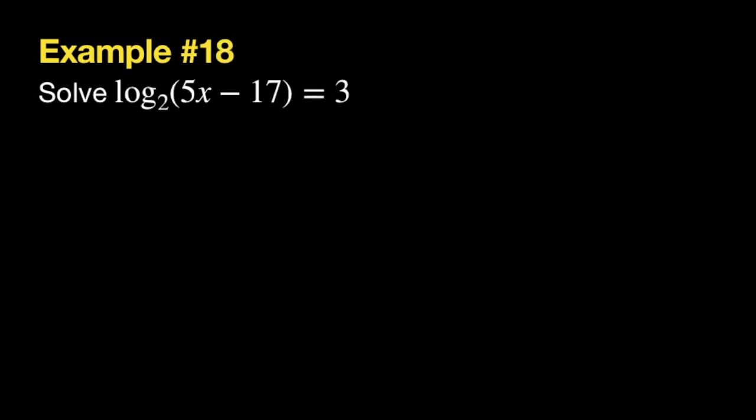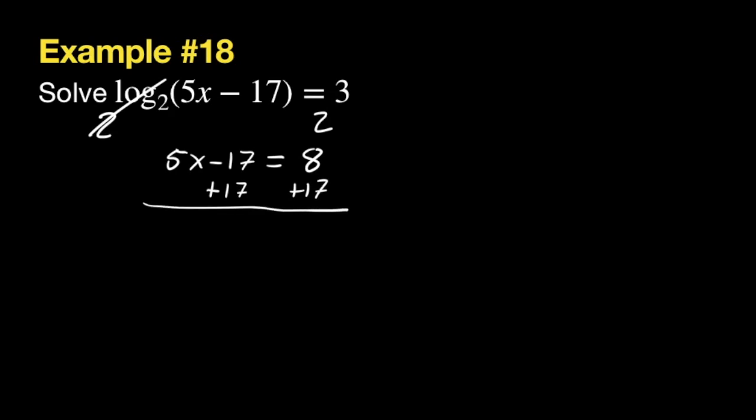Now we're going to solve this logarithm. And the first thing that we need to do is get rid of that log base 2. So to get rid of the log base 2, we're going to just put 2 and 2 as your base. This cancels, and we're left with 5x minus 17 is equal to 2 to the third power. But 2 to the third power is going to be 8. And then we're going to add 17 to both sides. So that's 5x is equal to 25. Now we divide by 5. So x is equal to 5.